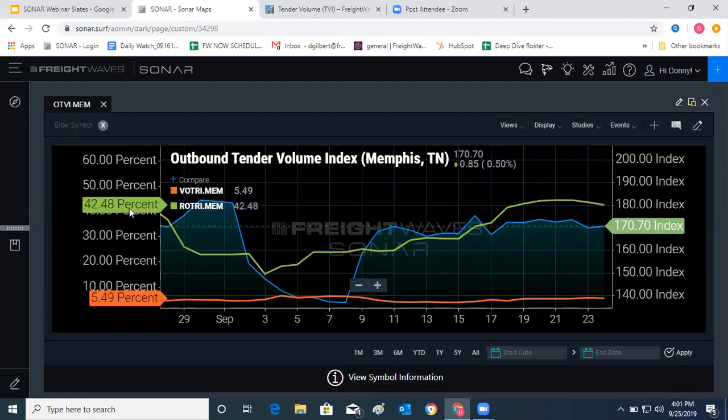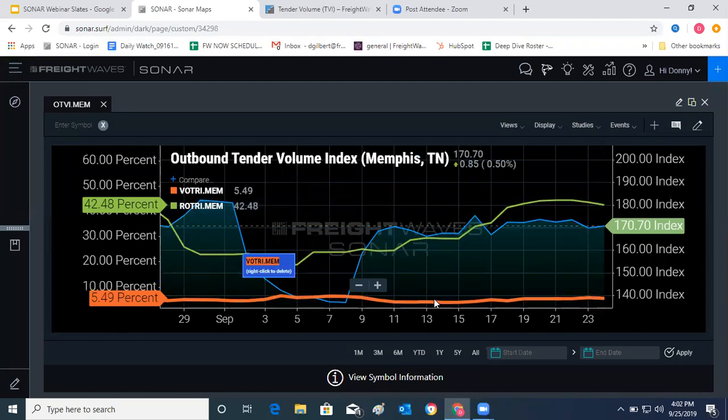But look at the outbound tender rejection rate for the reefer. It's 42.48%. That is huge. So therefore, if I'm using a rating tool, I'm definitely going to be increasing my rates. They're going to be well over what the average contracting rate is. Back here around the 14th, they've increased a little bit. I'm going to be pushing my rates up for booking reefer freight out of the Memphis market.